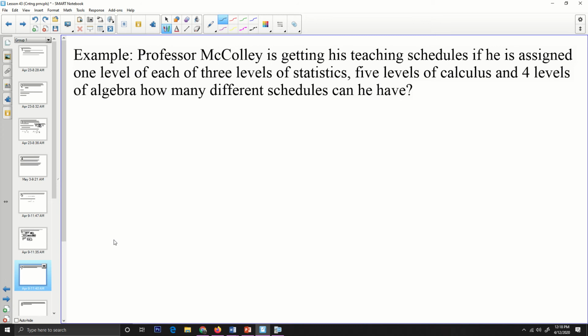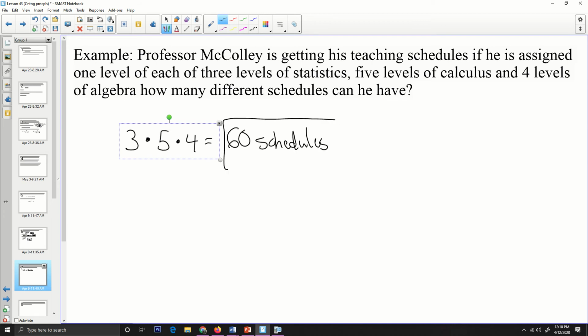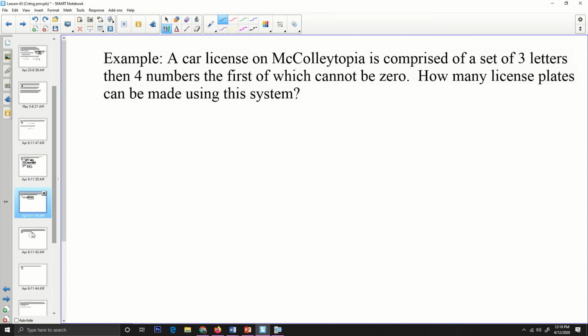Another example. Professor McCulley is getting his teaching schedule. If he is assigned one level of each of 3 levels of statistics, 5 levels of calculus, and 4 levels of algebra, how many different schedules could he have? All right, so I have 3 different things that I have to teach. I have 3 ways that I could teach a statistics class. I have 5 different calculus classes I could choose from, and I have 4 different algebra classes. So 5 times 4 is 20, 20 times 3 is 60 different schedules. Right. Let's move on.